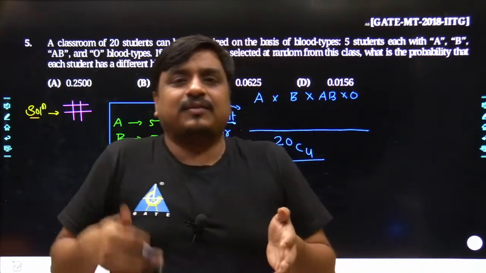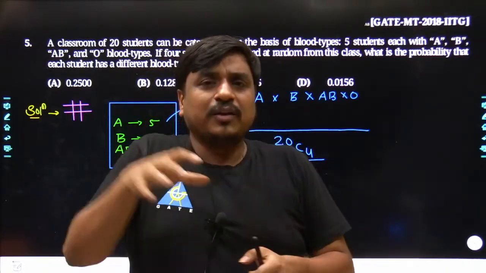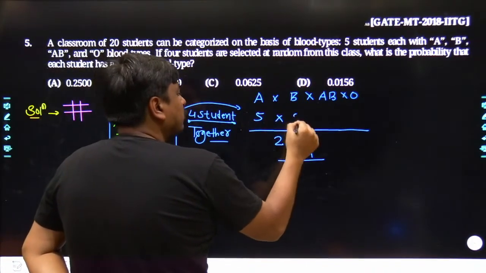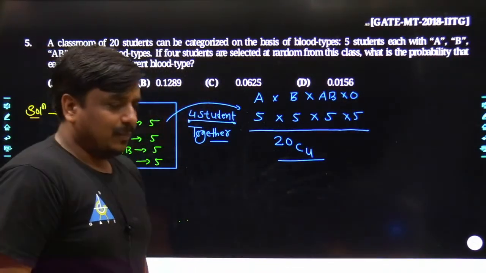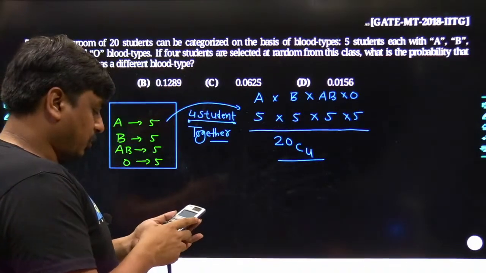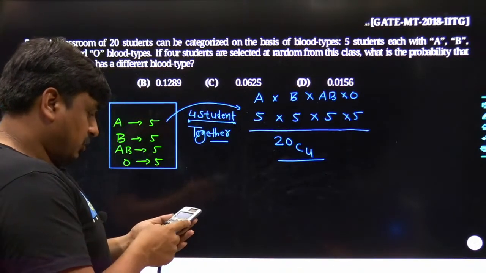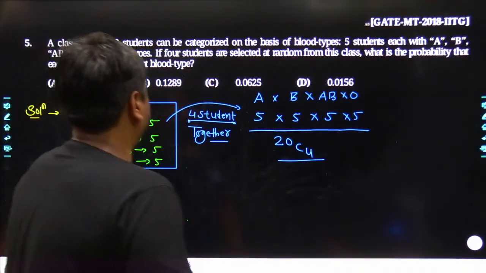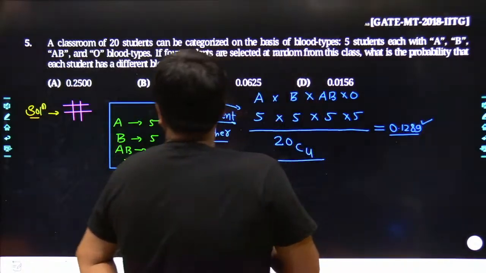In blood group A, let's take Ram, Rahim, Syam, Sonu, Sundar as the 5 students. How many ways could you have selected 1 student? You could have selected Ram, Rahim, Syam, 5 different ways, no? So here it goes 5, 5, 5, 5, and you multiply them. So the numerator is 5 raised to the power of 4, and the denominator is 20C4. The result we get is 0.1289. So the best answer is option B.